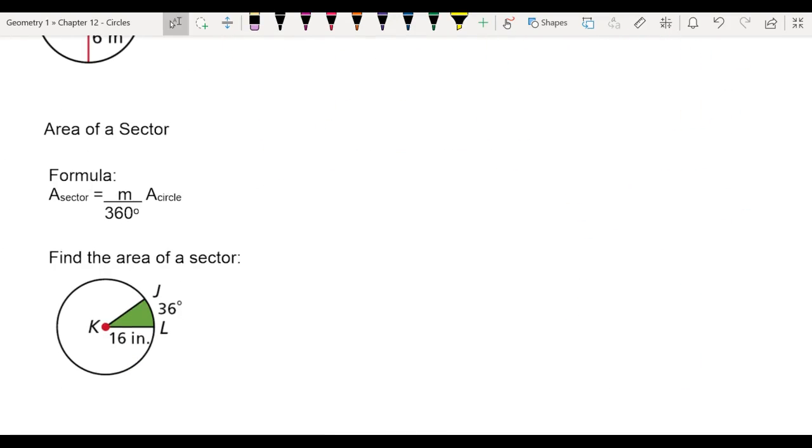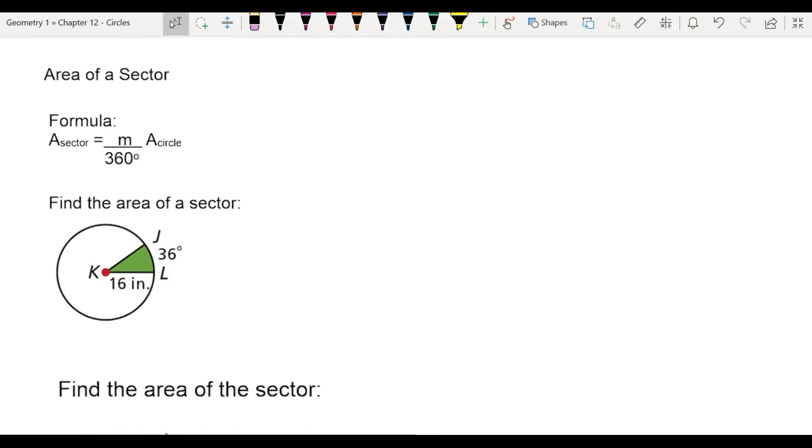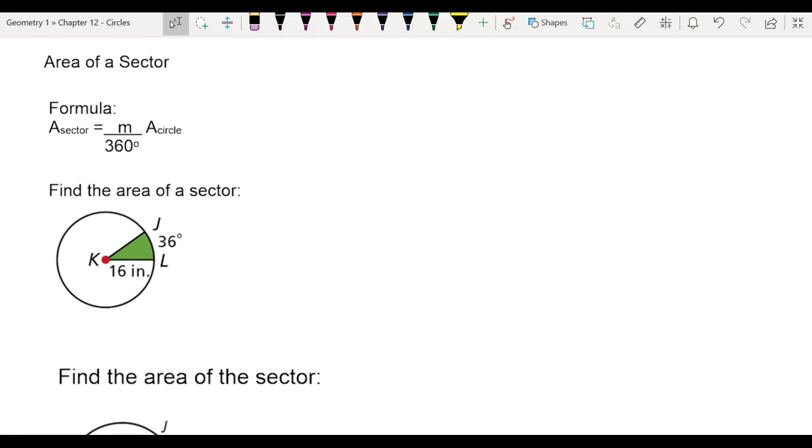The back is area of a sector. So the area of a sector formula, so this is the third and final formula you have to have memorized for this next test, is the area is going to equal M over 360 times pi r squared. So it's M over 360 times the area formula for your circle. Okay.